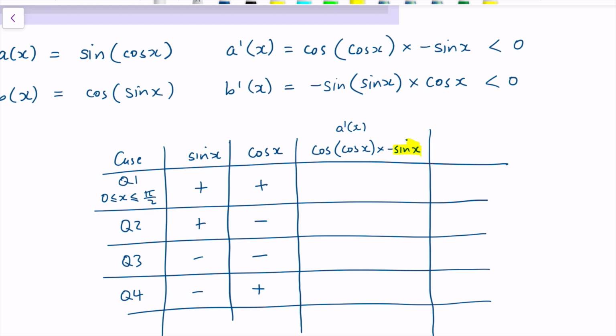So the inner function, cosine of x, is positive, and it ranges between 0 and 1. So if the inner part is between 0 and 1, and then we're taking the cosine of that value, we're still going to return a positive value. So the whole thing here is positive, but then we're timesing by a negative, so that's less than 0.